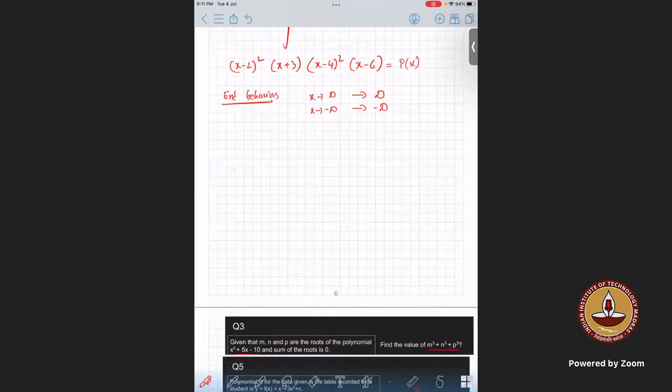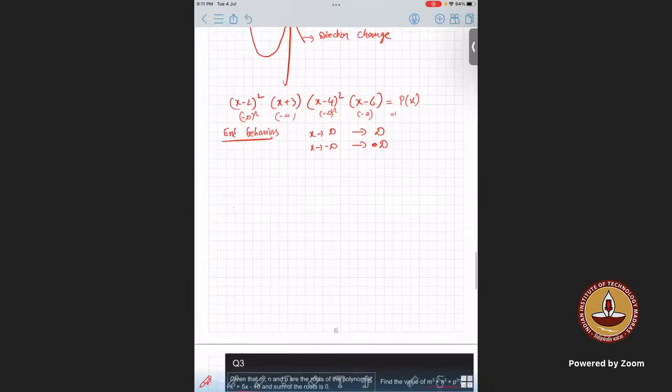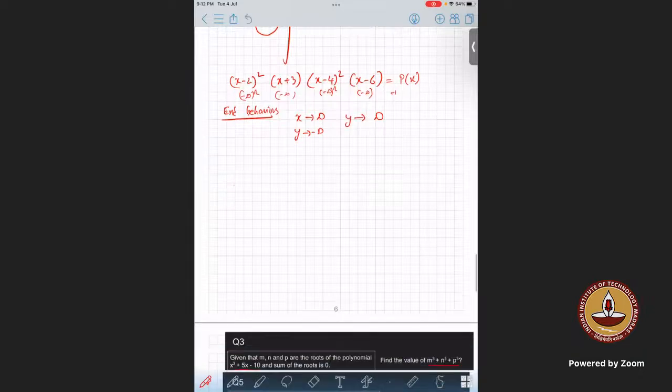Why? Look here, minus infinity whole square, minus infinity, minus infinity whole square, minus infinity. Sorry, I have made a small mistake. If x tends to infinity, then y goes to infinity. If x tends to minus infinity, just check: minus infinity whole square into minus infinity whole square into minus infinity. So y tends to infinity. Agree with this end behavior?